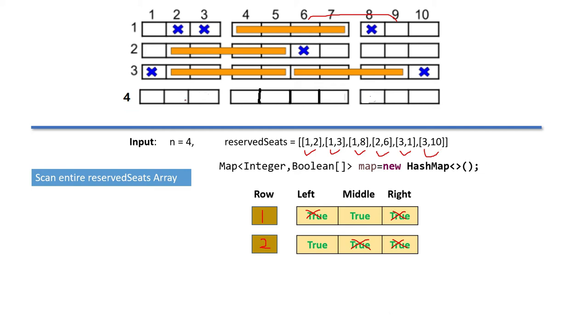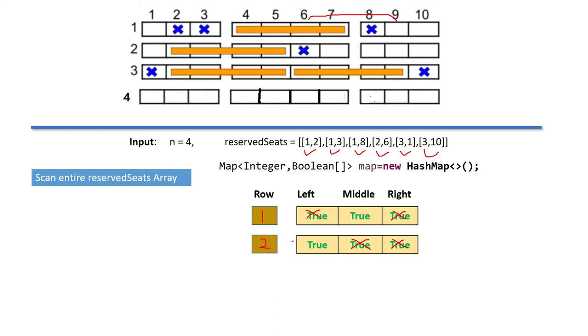And for row number 4, there is no entry itself present here. And it is true, because for 4, no seats are blocked. So we will not consider that one. So I just formed the map now. I iterated over the reserved seats completely and formed this map. Now we have to calculate the result.